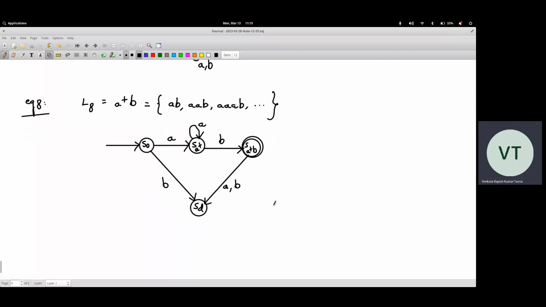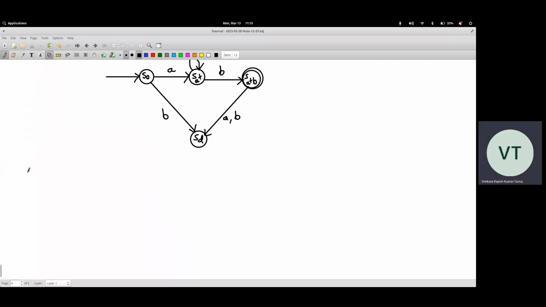All right. Now quickly build the machine for this A plus. That is one or more A's. Here the language is still AB, but you are accepting only strings with one or more A's.